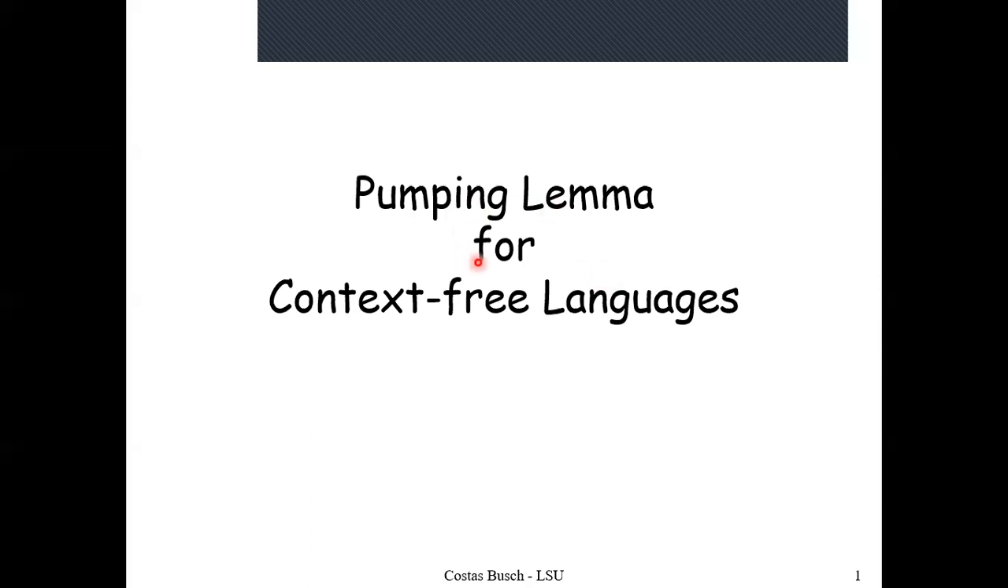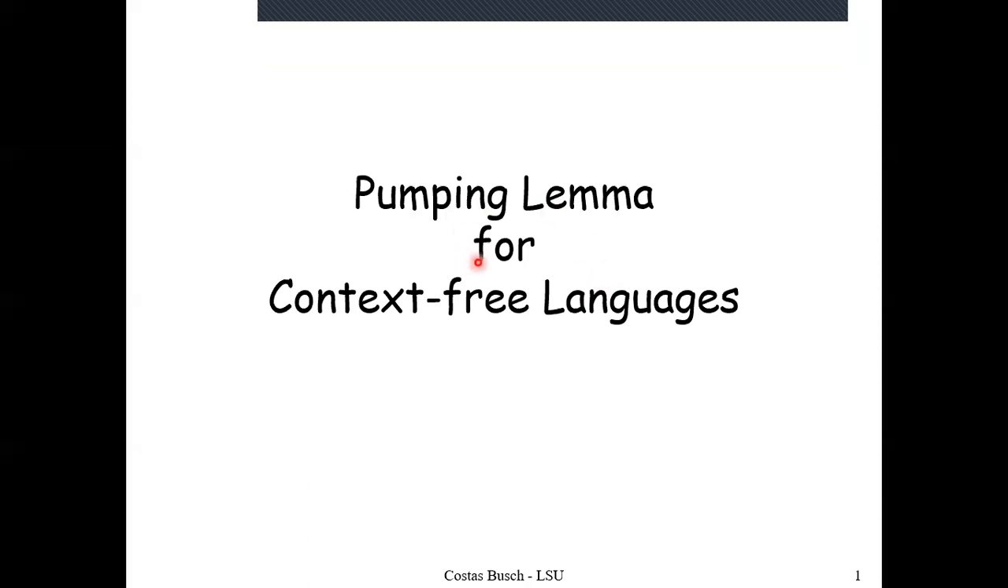So in this lecture, we shall be talking about the pumping lemma for the context-free languages. And once again, as we had with the pumping lemma for the regular languages, they make sense if applied to the infinite languages. So the same is the case for the pumping lemma for the context-free languages.